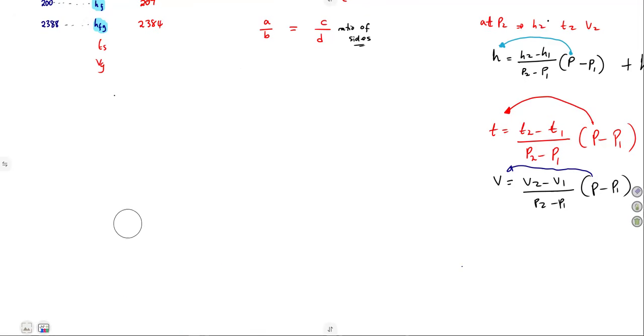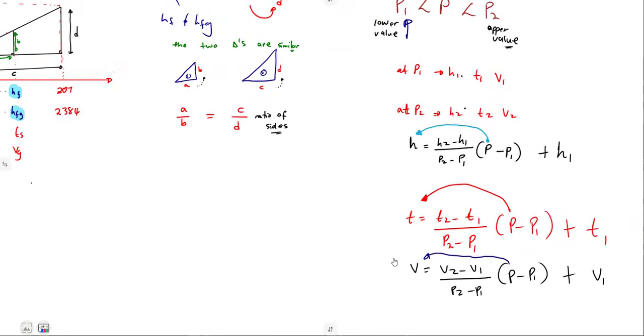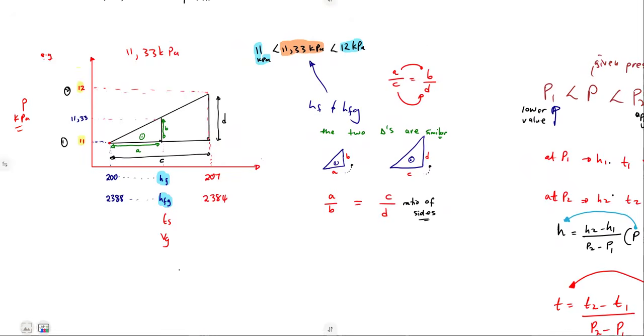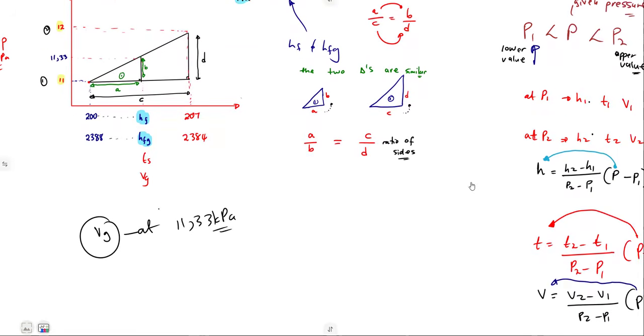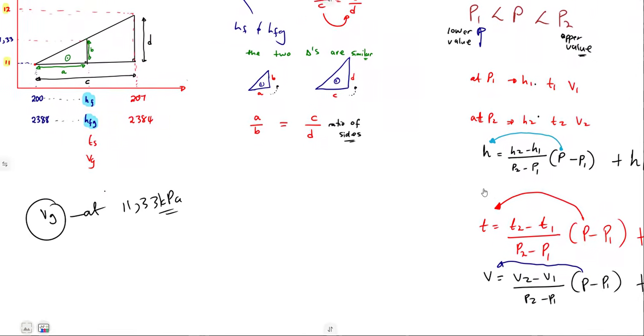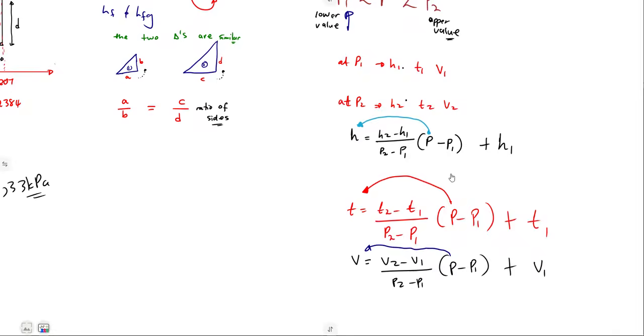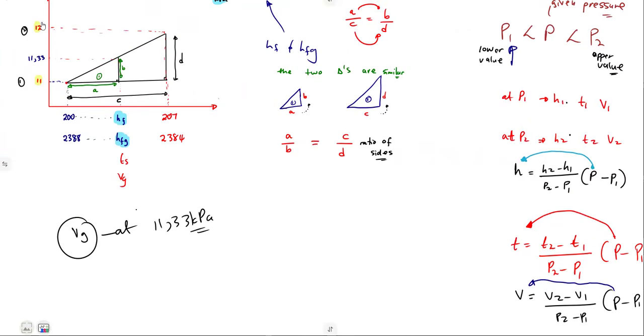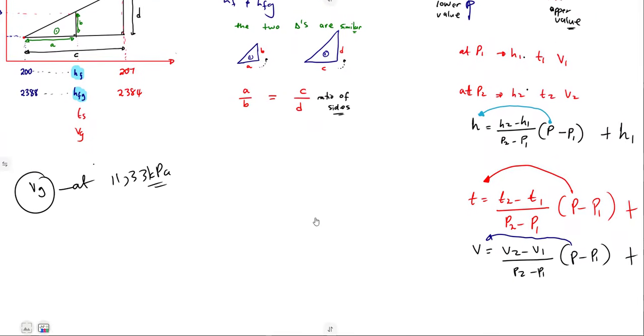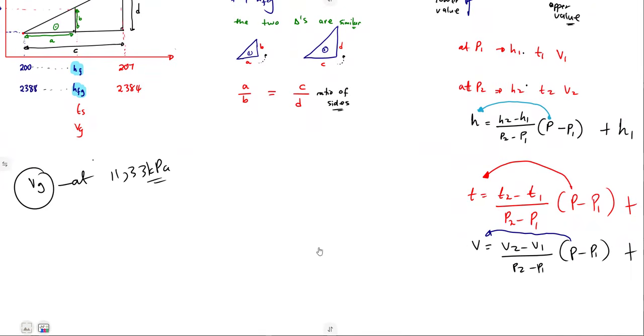So let's say we wanted volume. I do not want to extend much, but for the sake of revision, let us just extend. Let us say we wanted to calculate Vg at that pressure of 1133 kilopascal, the one that we do not have in the formula sheet. We already have P1 and P2, those are the boundaries, pressure P1 and P2. Because we are dealing with volume, we are supposed to work with the volumes at those given pressures.